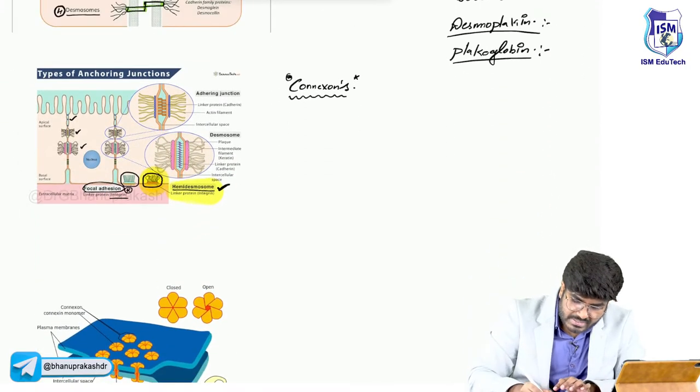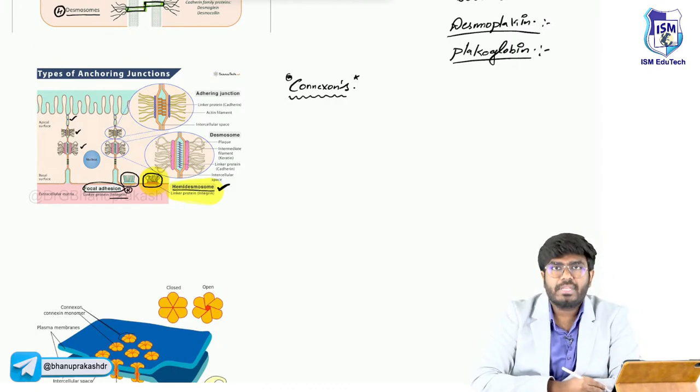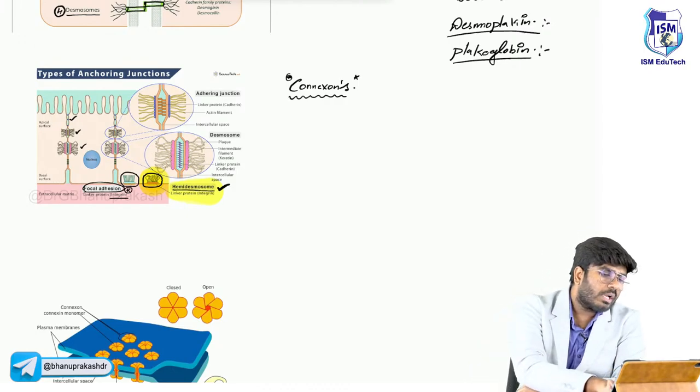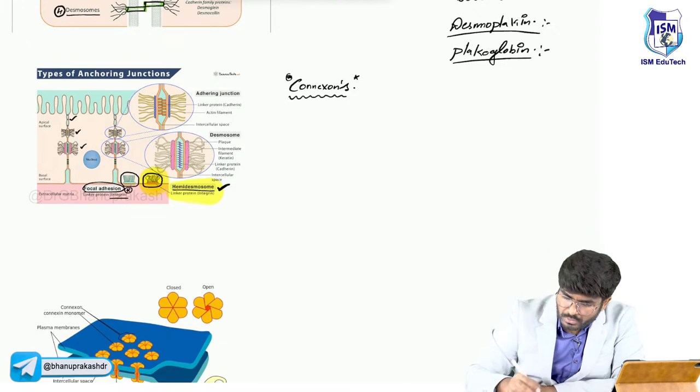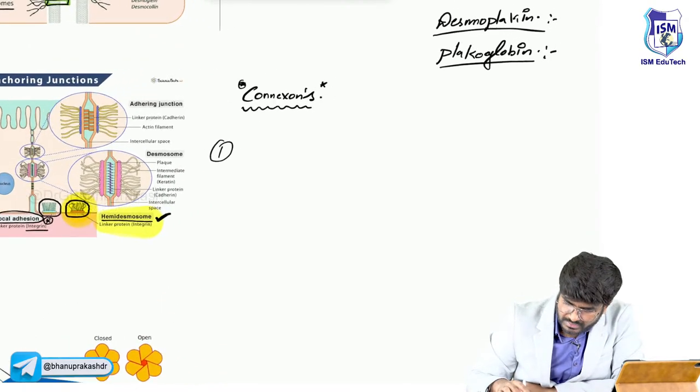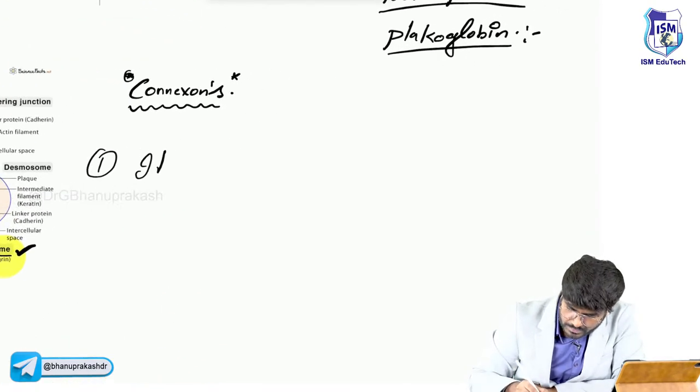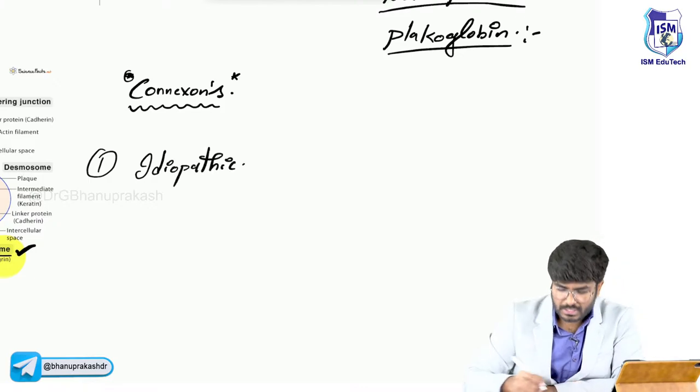What are those diseases? That will be asked in your FMG exam. So what are those diseases that will come? Connexon defects will cause idiopathic atrial fibrillation.